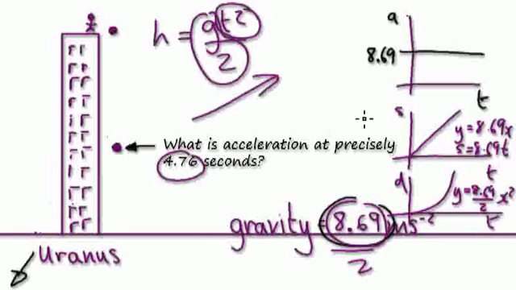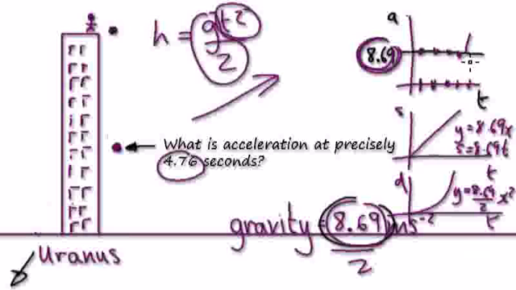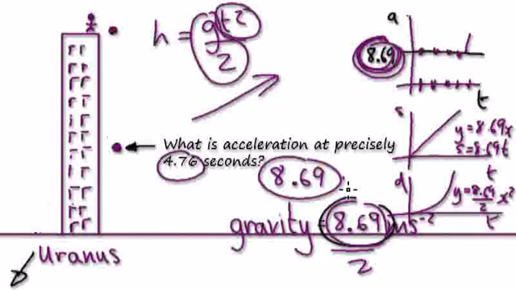So look at your acceleration time graph. When it's 1 second, the acceleration is 8.69. When it's 2, the acceleration is this. When time is 3 seconds, the acceleration is this. 4 seconds is this. Well, who cares if it's in between? At 4.76, the acceleration will still be this. So really, this is a trick question. So the acceleration is this many meters per second squared.